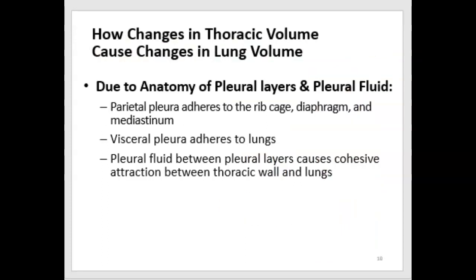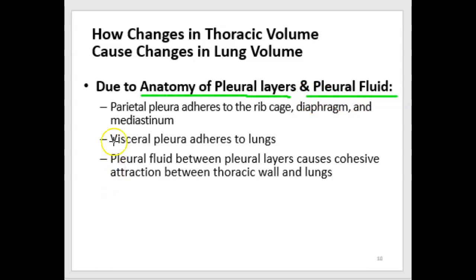So I've talked a lot about how we change the volume of the thoracic cavity, but I haven't actually linked that to changing lung volume. And there's a reason, I wanted to introduce it slowly, but lung volume changes with thoracic volume, and that is due to the anatomy that you've learned about a little bit already concerning the lungs, that they're wrapped in pleura, and there's two layers of this pleural membrane, and there's fluid in between those two layers.